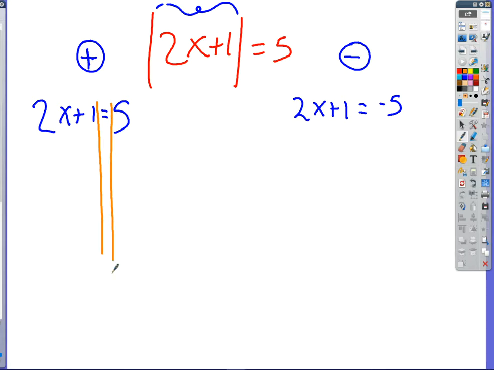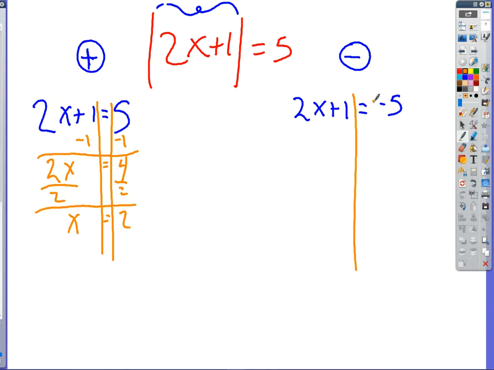So what will I do to both sides to get the x all by itself? Well, Logan. Subtract 1. Let's subtract 1. So I get 2x is equal to 4. Okay, now what will I do? Divide by 2, divide by 2. And I get x is equal to 2. Well, that's not too bad.